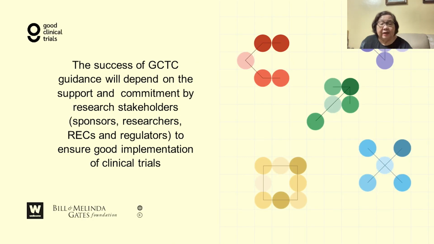So finally, the success of GCTC guidance will depend on the support and commitment by research stakeholders, sponsors, researchers, research ethics committees, and regulators to ensure good implementation of clinical trials. Thank you for your kind attention.